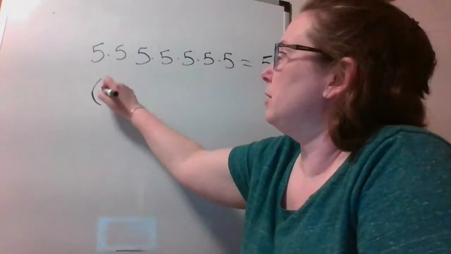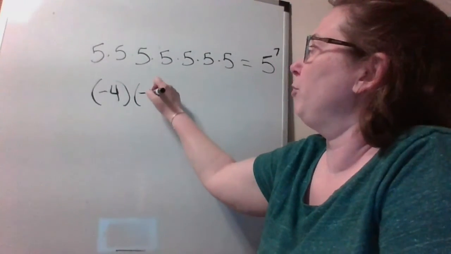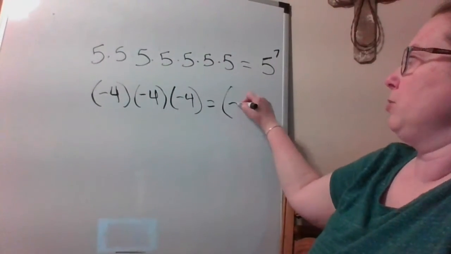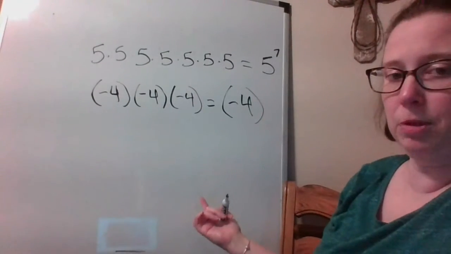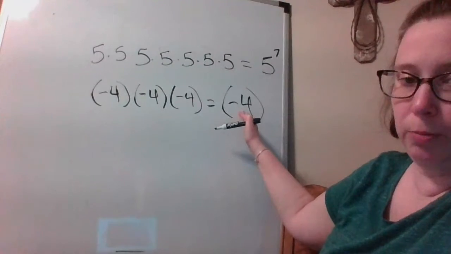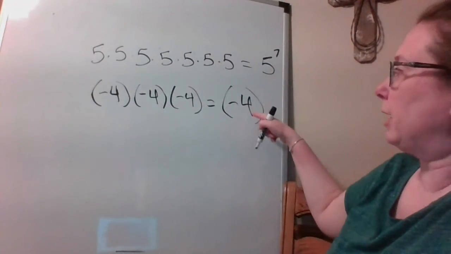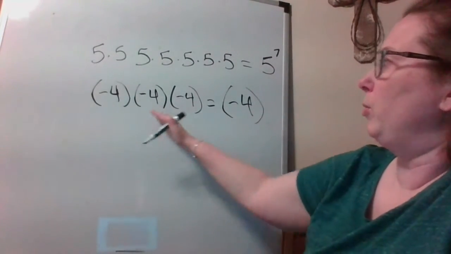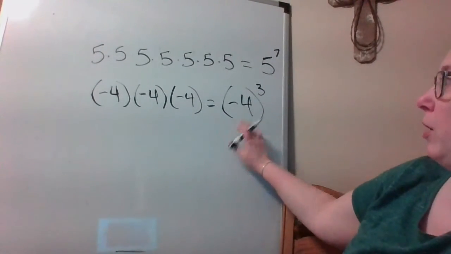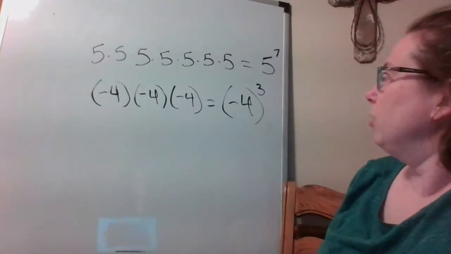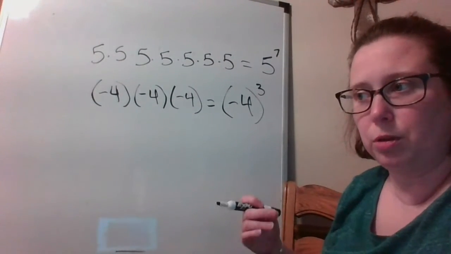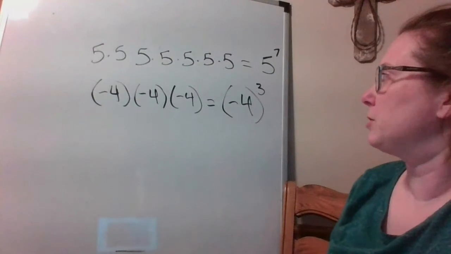Another example is take -4 times -4 times -4. In this case, we are going to have to keep those parentheses showing that -4 is what our base is. And I'll show you in a second why that is. But we say, okay, we have 3, -4, so we would have -4 cubed, or -4 to the power of 3, or -4 to the 3rd power. Any of those ways are fine.